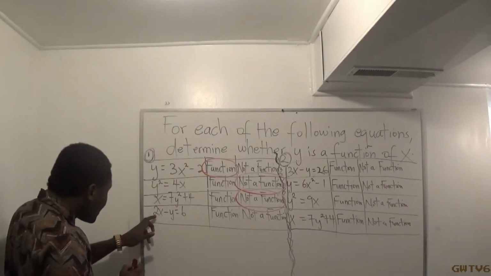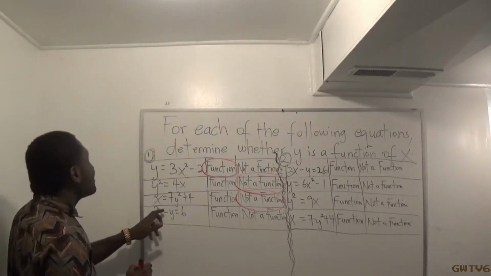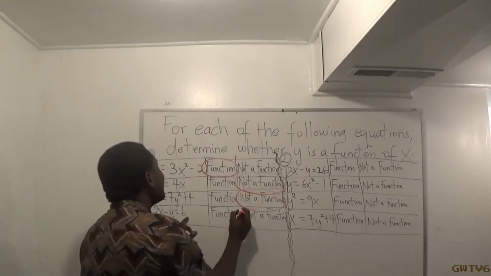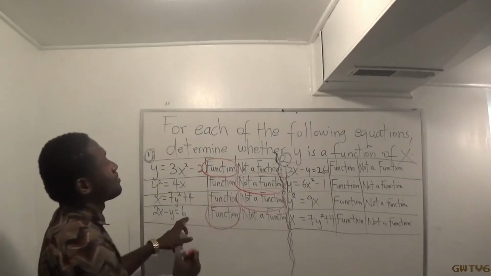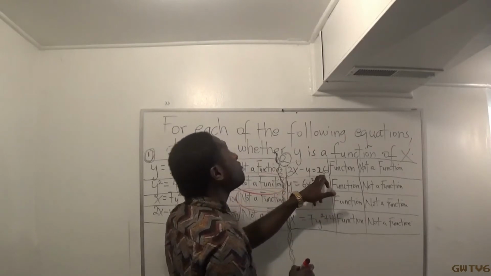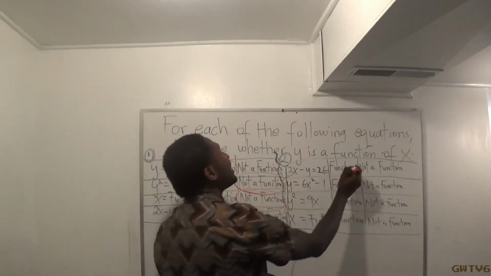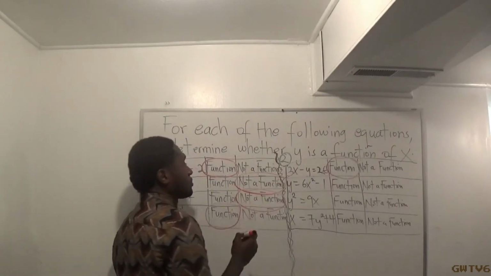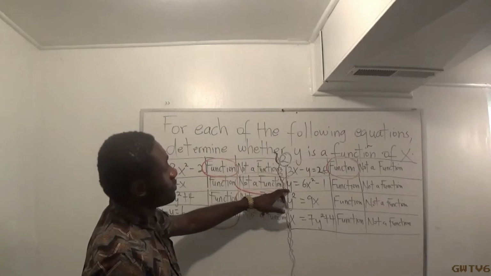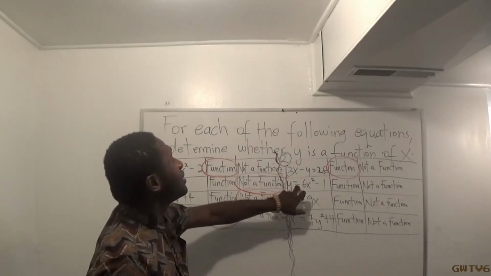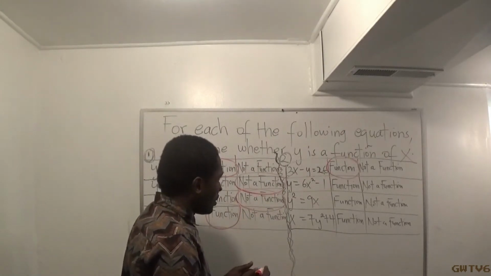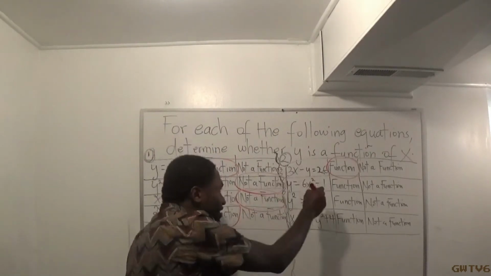This is in the form ax plus by equals c. It is in that form, so this is a function. This one is also ax plus by equals c form. So this also is a function. This, I have y by itself, and it's y equals the ax squared plus c form. So is it a function or not a function? It is a function.